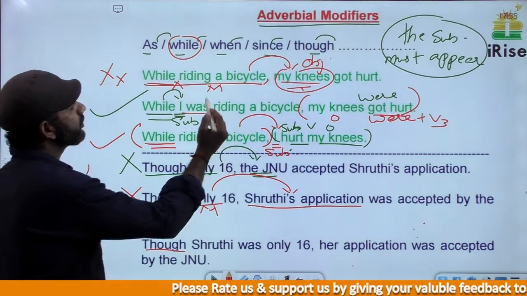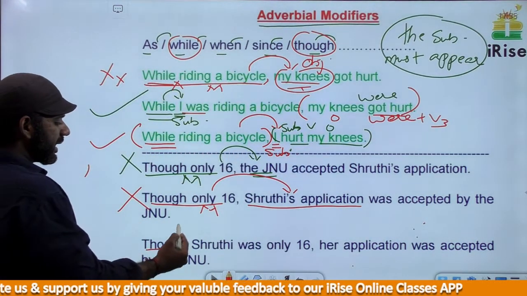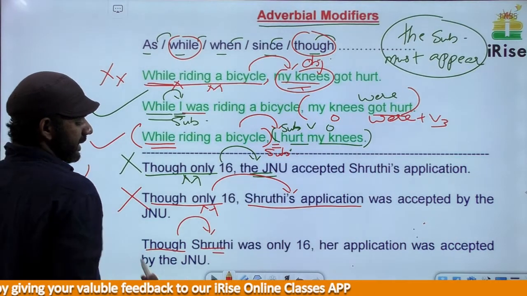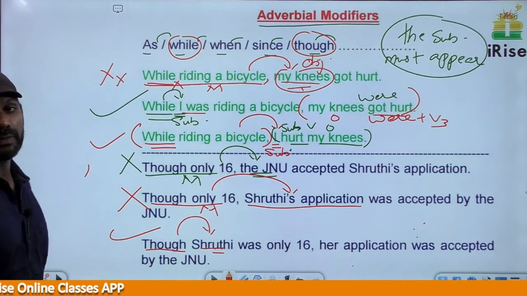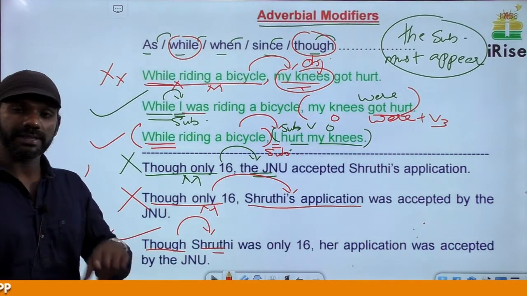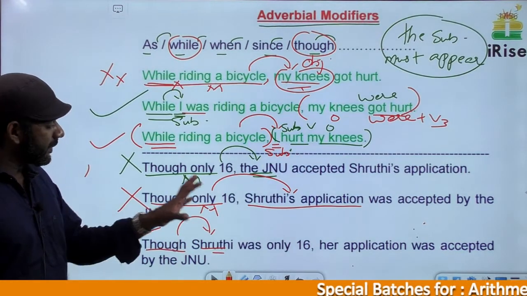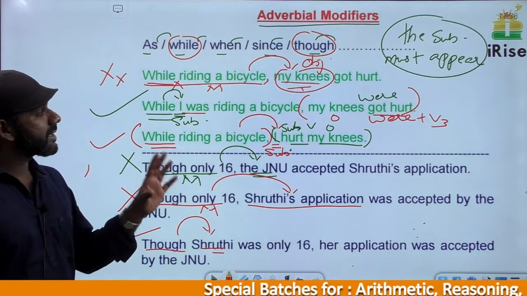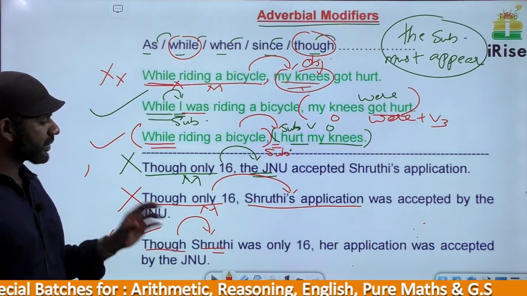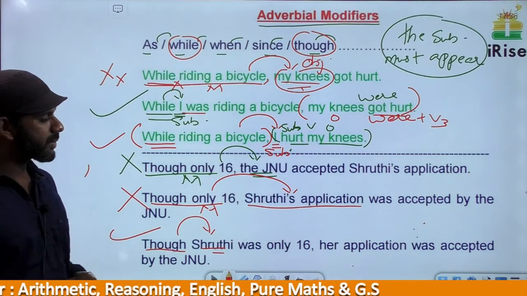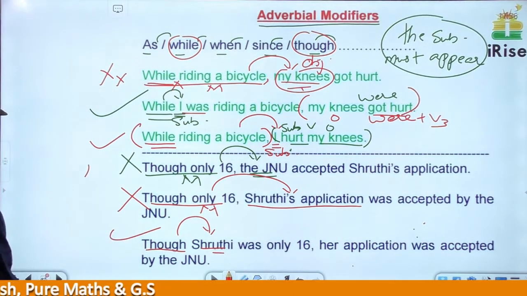Though is an adverbial modifier. Immediately after though, we have the subject Shruti. The exception with adverbial modifiers, completely fine. This sentence is grammatically correct and this makes sense. Though Shruti was only 16 means who was only 16? Shruti was only 16. So though Shruti was only 16, comma, her application was accepted by the JNU. Getting it? Come to the next one.